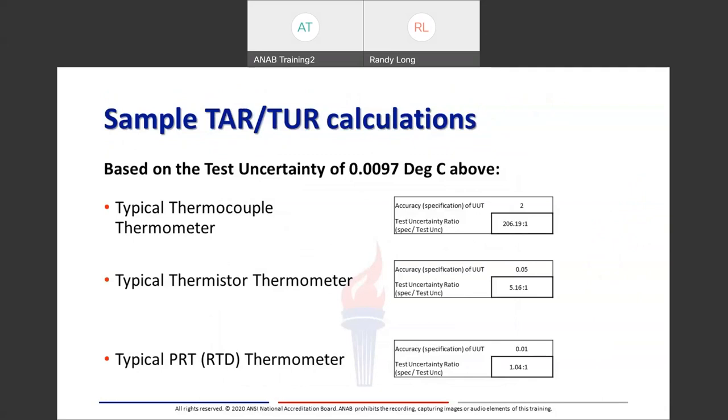So if we look at test accuracy ratios, considering a test uncertainty of 0.0097, let's say we have a typical thermocouple thermometer and its accuracy is plus or minus 2. We have a test uncertainty ratio over 206 to 1. If I look at a different type of device, let's say a thermistor thermometer with an accuracy specification of 0.05, you can see that we have a test uncertainty ratio of 5.16 to 1. Now, if I take a typical higher end type sensor like an RTD or a PRT with, let's say, an accuracy of 0.01, you can see that we've got about a 1-to-1 test uncertainty ratio.